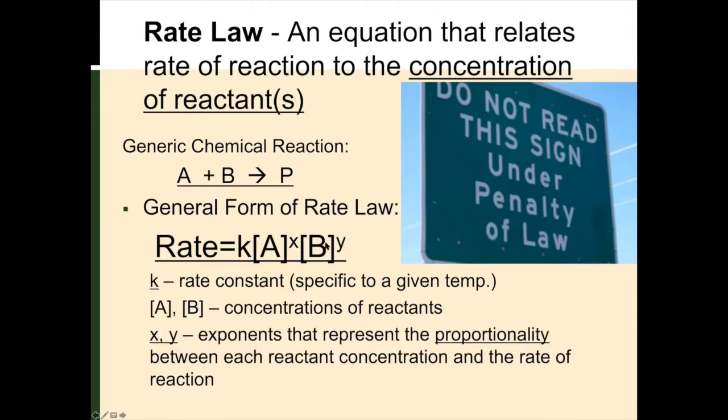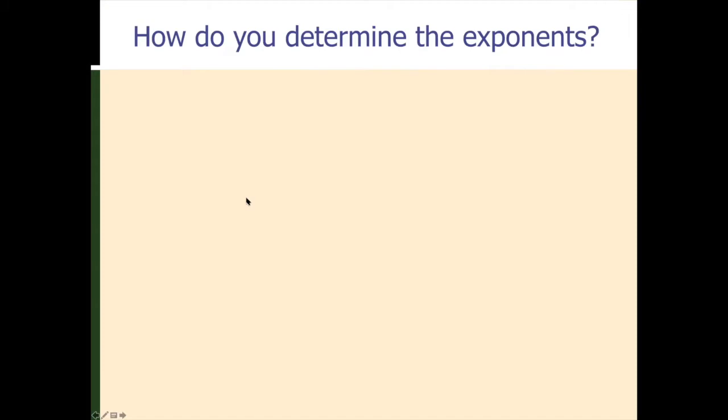And the exponents, x and y, those are what we call the proportionality exponents. They represent the proportionality between each reactant concentration and the rate of the reaction. Okay, so a lot of what you're going to be doing is figuring out what those exponents are.